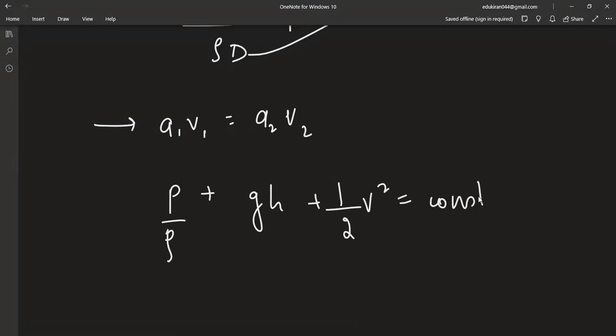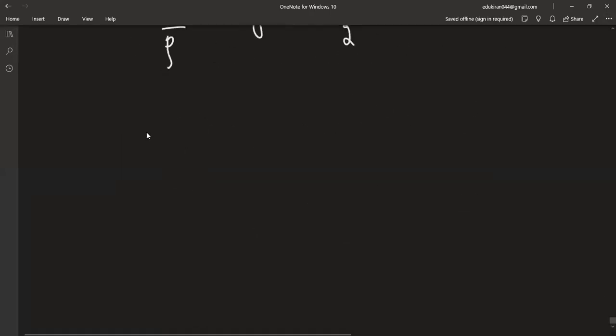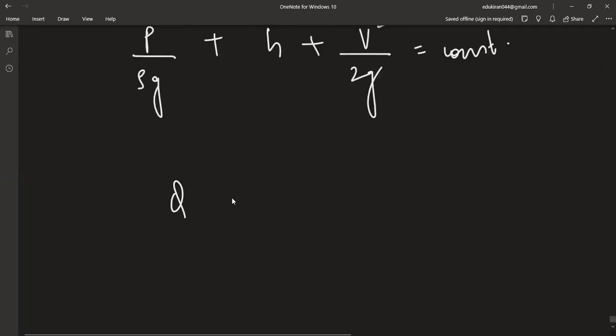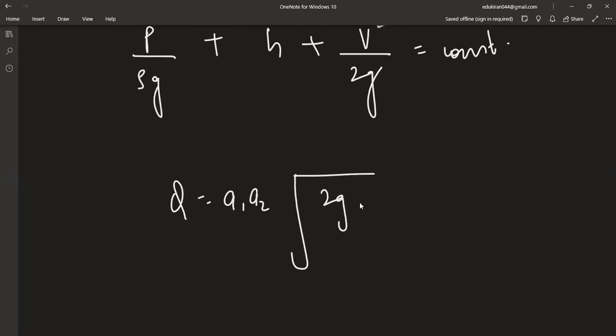But what is the second form of Bernoulli? That is also used in the numericals. The second form of Bernoulli is that P by rho g plus h plus V square by 2g is equal to constant. What is the volume of the fluid flowing? This is A1 into A2 under root 2gh by A1 square minus A2 whole square.